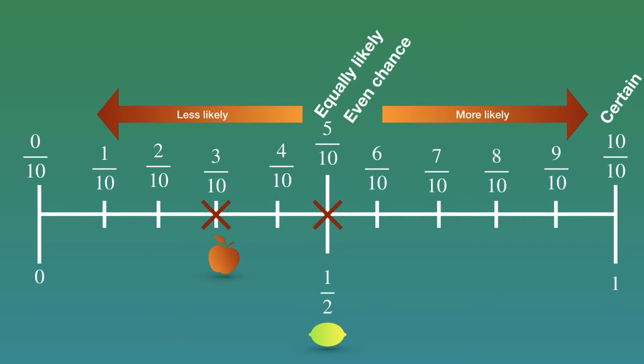The probability of getting a pear is 1/5, which is equivalent to 2/10, and it is even less likely than the apple. So we put the mark here. And finally, there are no bananas in the trolley, so getting them will be an impossible event. So we'll put a cross on 0.